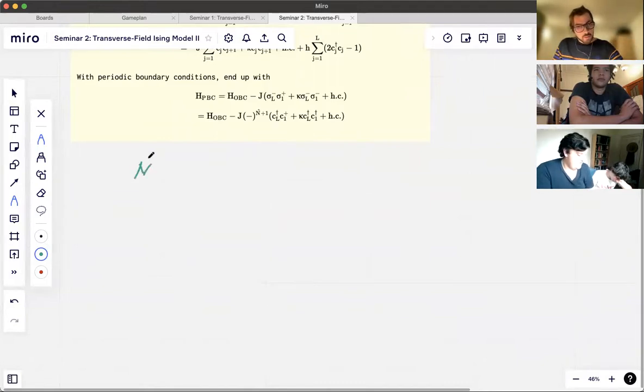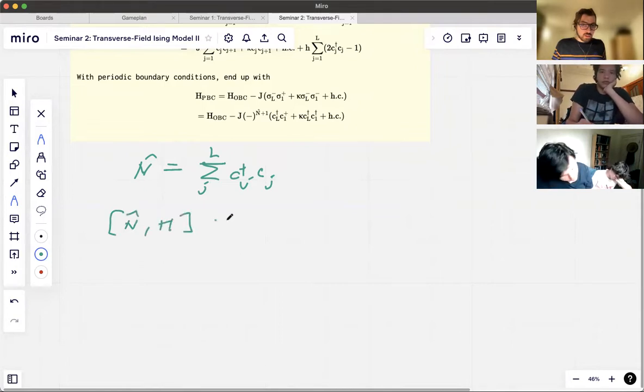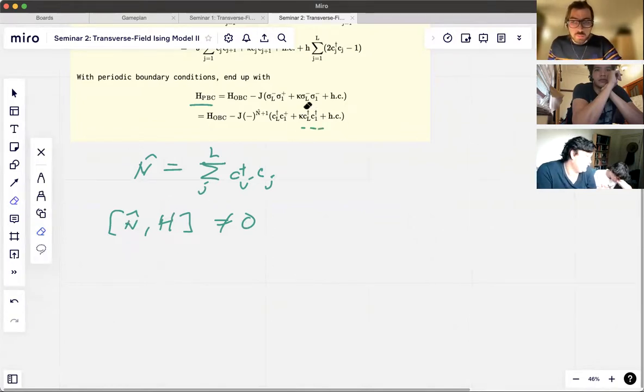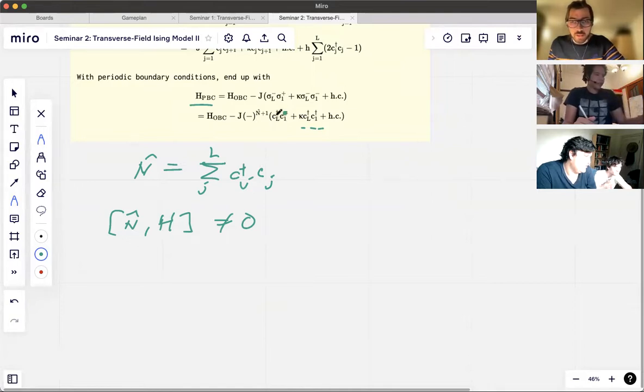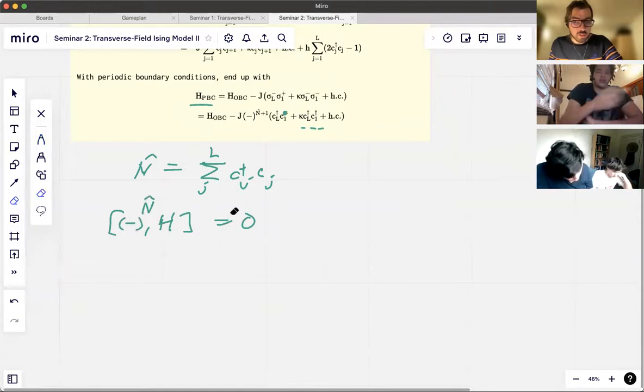odd sectors. So n hat is the sum of all of the number operators. And you'll notice that although the commutator of n hat with H is not equal to 0, where by H I mean H_PBC, the commutator is not 0 because we've got these double creation and double annihilation operators. But you'll notice that we either create and destroy, or we double create. So in other words, the number of fermions is conserved modulo 2. So that commutator is actually 0.